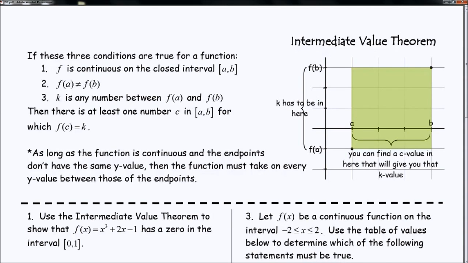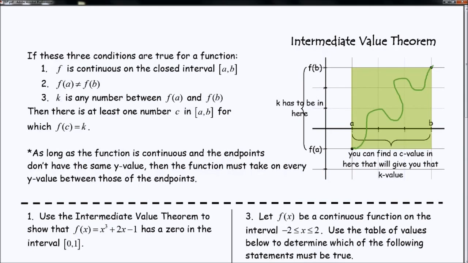F is continuous on a closed interval from A to B. And so essentially what I'm talking about is there's a point at A and there's a point at B. That's what it means by closed interval. And it's continuous. So let's go ahead and draw it in. So here's my A down here. And so I can come up, down, doesn't really matter. But notice that there's no breaks, no holes, no vertical asymptotes, no jumps, no weird stuff like that.